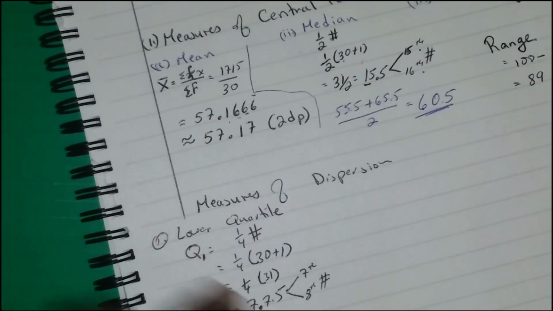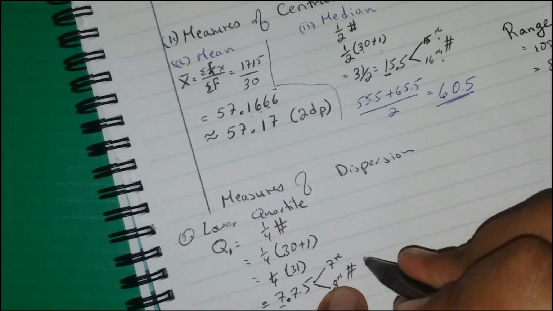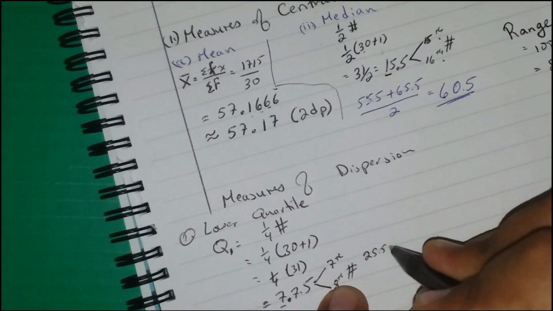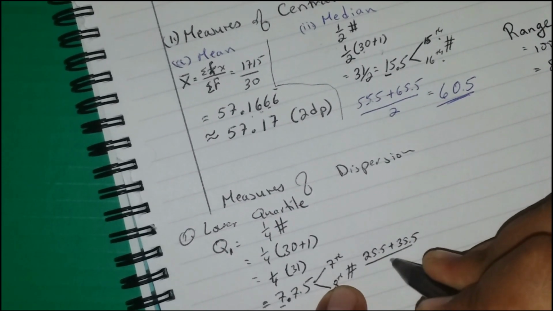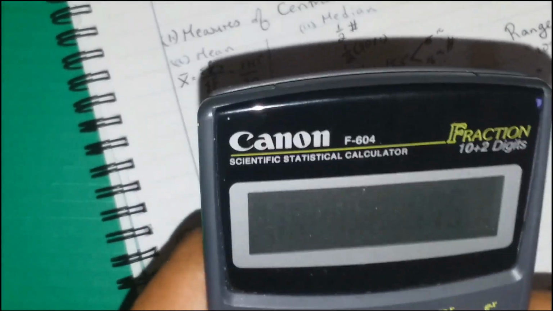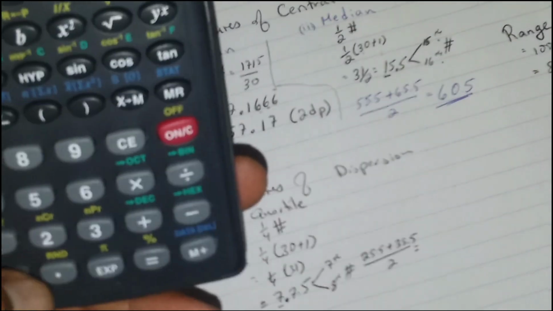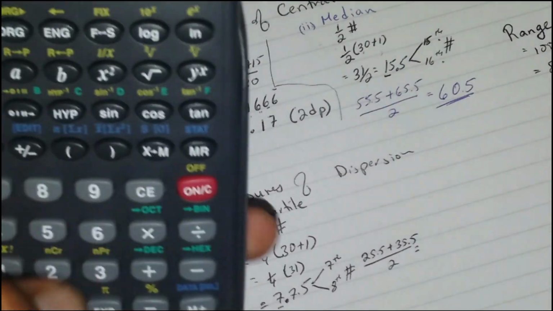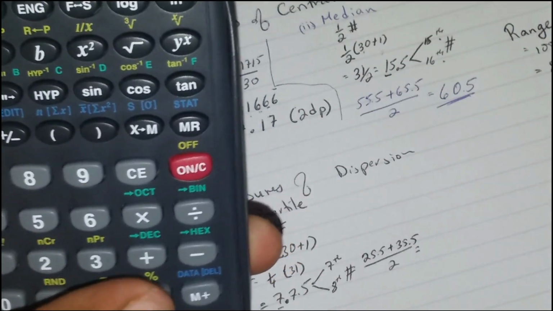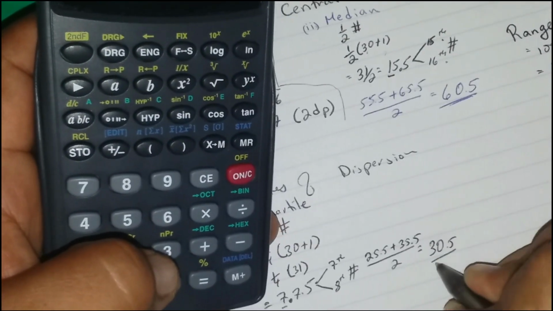So what we need to do is find the average of those two, and we're going to say, all right, it is going to be 25.5 plus 35.5 over 2, and then again, let me use my calculator. That's going to be 25.5 plus 35.5, that's going to be 61. Divide by 2, that's going to be 30.5.